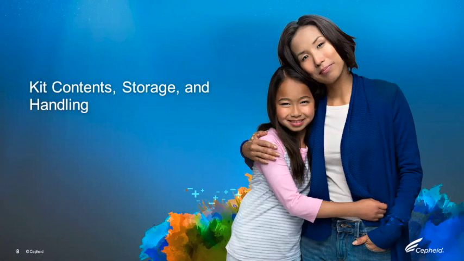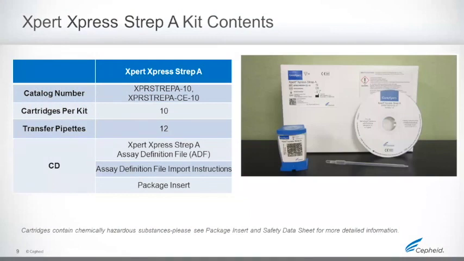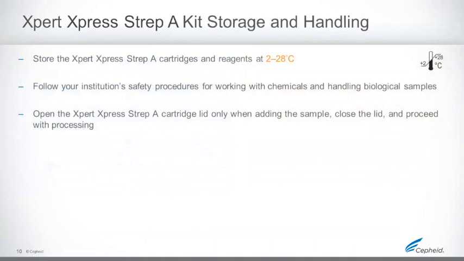Content, storage, and handling. The Xpert Express Strep A kit contains 10 cartridges per kit, 12 transfer pipettes, as well as a CD which includes the Xpert Express Strep A assay definition file, the assay definition file import instructions, and the package insert. The kit storage and handling conditions are as follows. The cartridges and reagents should be stored at 2 to 28 degrees C. Follow your institution's safety procedures for working with chemicals and handling biological samples. Open the Xpert Express Strep A cartridge lid only when adding the sample. Close the lid and proceed with processing.